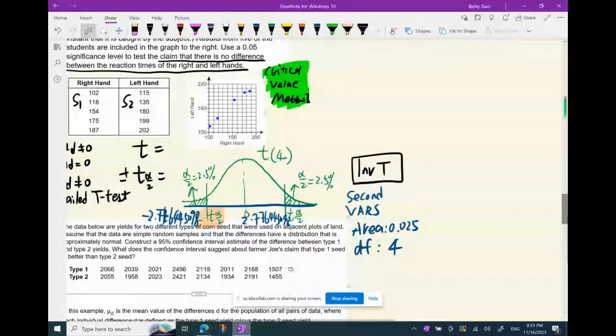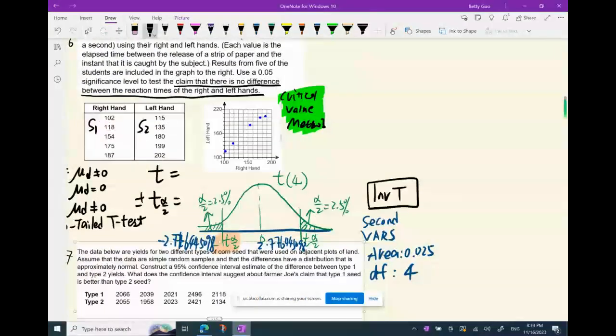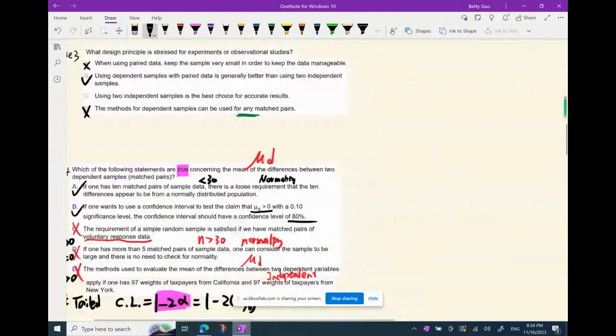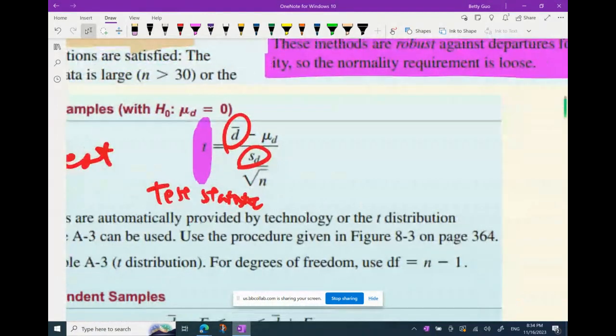Okay, so we got the critical value. Well, in order to use critical value method to test the claim, we would have to know the test statistic. Yeah, two ways to find the t. Either we use the formula D bar minus mu sub D over S sub D divided by root n. Yeah, let me show you the formula right here.